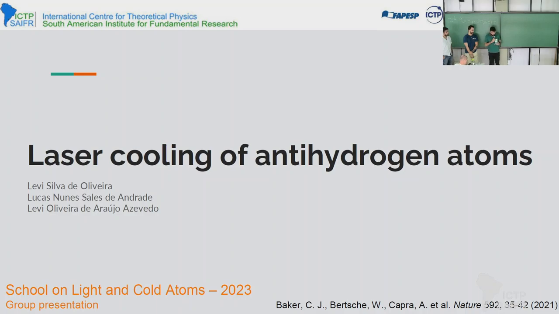This paper discusses new developments in laser cooling of hydrogen atoms. The study of antimatter is important because it can provide valuable information about the nature of the universe. The paper on laser cooling of anti-hydrogen atoms was published in the journal Nature on March 21, 2021, and describes innovative and advanced techniques for studying and manipulating antimatter atoms.